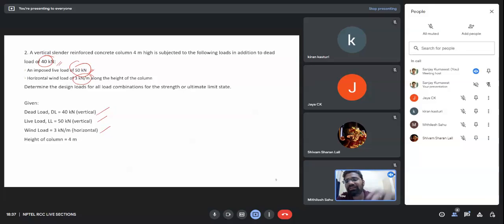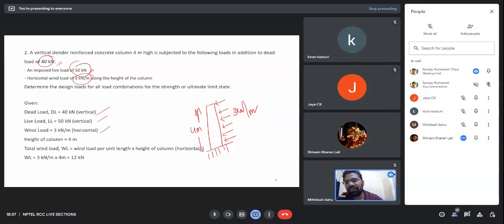So how can we calculate the wind load now in kilonewton? The wind load is acting along the height of the column. 4 meters is the height of the column. Suppose this is the column and the wind load is acting like this. This is our wind load, 3 kilonewton per meter. So what would be the effective load? The effective load will be nothing but multiplying the UDL type of wind load with our total height of column. 3 into 4, that is 12 kilonewton.